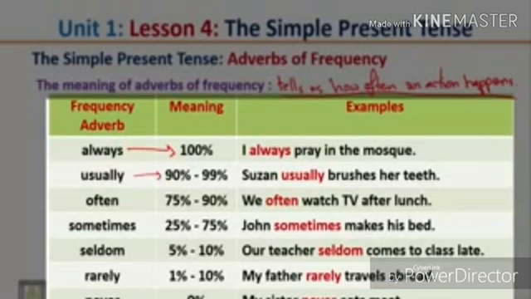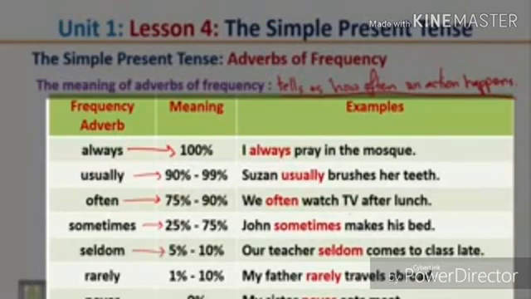Usually means 90% to 99%. Susan usually brushes her teeth. Often means from 75% to 90%. We often watch TV after lunch. Sometimes means 25% to 75%. John sometimes makes his bed.